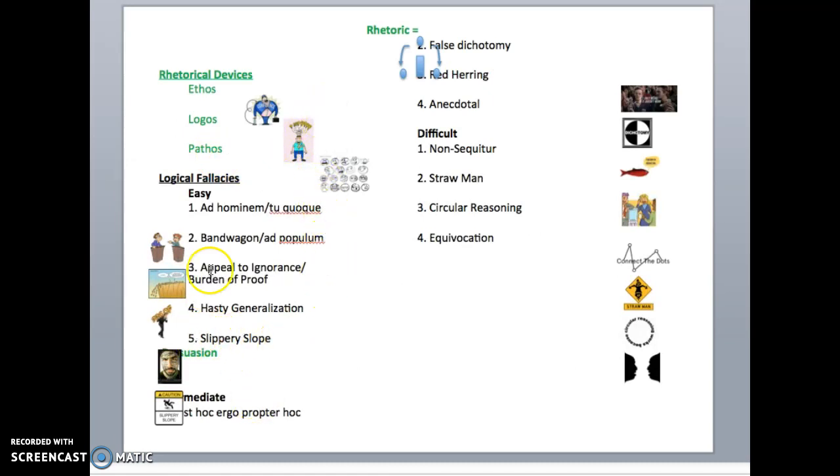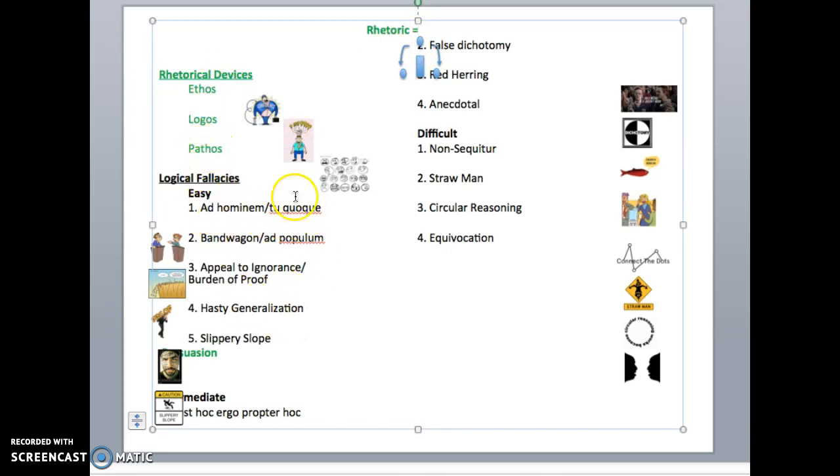By the way, we have covered rhetoric already in a previous video. We've covered ethos, logos, pathos in a previous video, but these are going to be the 13. And on the next video, I'll have these more clearly outlined for you, so it's easier to read.